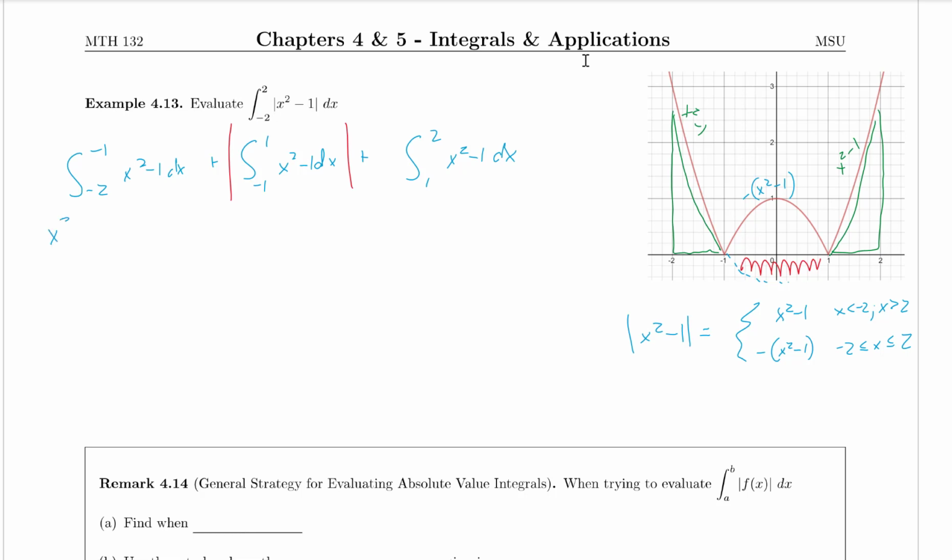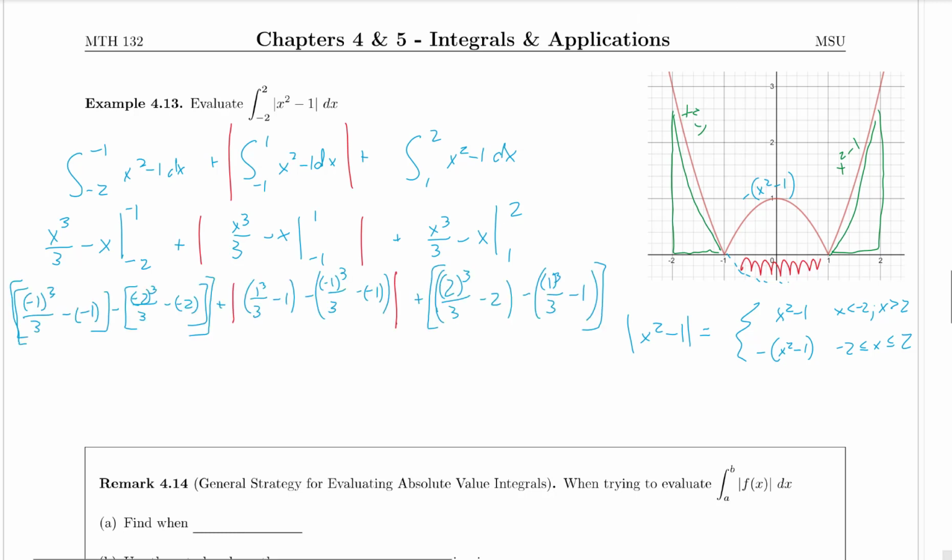So let's go and do this antiderivative work. The antiderivative of x squared is x cubed over 3, and the antiderivative of -1 is negative x, and we're going to evaluate that from -2 to -1. And we're going to add this to the absolute value of x cubed over 3 minus x evaluated from -1 to +1. And then we're going to add to that x cubed over 3 minus x evaluated from 1 to 2. So now this is going to be kind of messy to write out. So let's go ahead and take our time doing that.